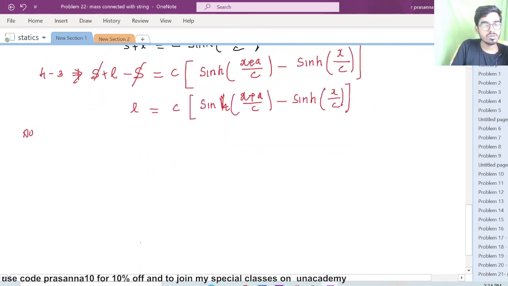Now, what is L square minus D square? So L square minus D square, right? My L square will be here. Now we need to square this term, right?